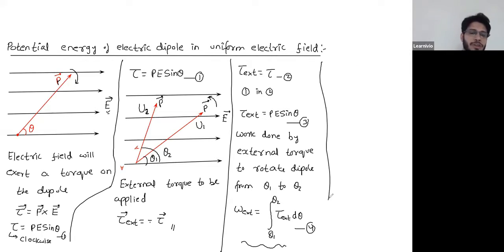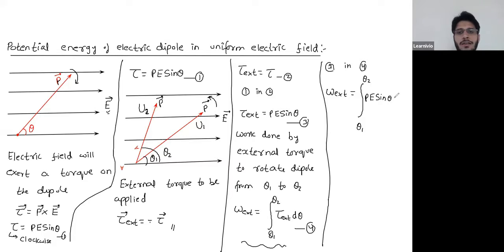Now, if I substitute 3 and 4, then the work done by external torque will be the integral from θ1 to θ2 of tau external, which is P E sin theta d theta. So you can take this P E outside the integral sign. The limits are only θ1 to θ2.